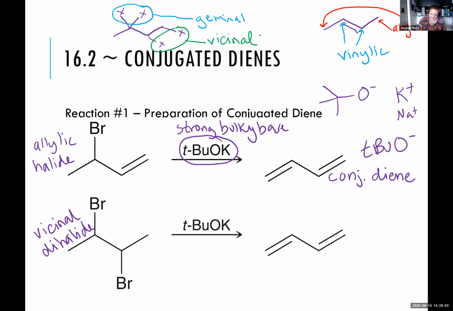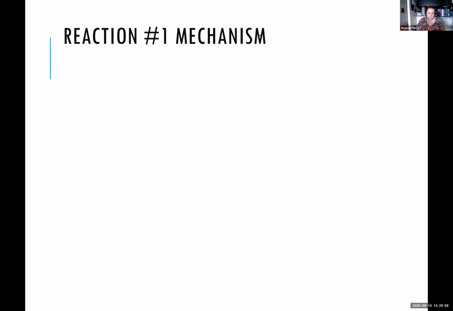Again, we're reacting this with a strong bulky base, and again, we're making a conjugated diene. So let's look at the mechanism for this. And I'm going to use the first one as my example as I go through this. The second one's going to go through the same mechanism, but twice.